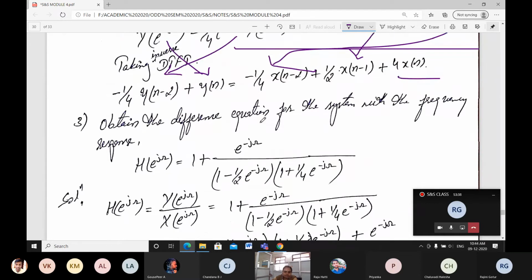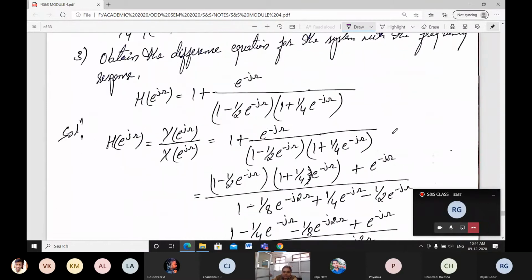Then the next problem is: obtain the difference equation for the system with the frequency response H of e raised to j omega equals 1 plus e raised to minus j omega divided by 1 minus 1 by 2 e raised to minus j omega into 1 plus 1 by 4 e raised to minus j omega. Write the equation as it is, and write H of e raised to j omega in terms of Y of e raised to j omega divided by X of e raised to j omega.